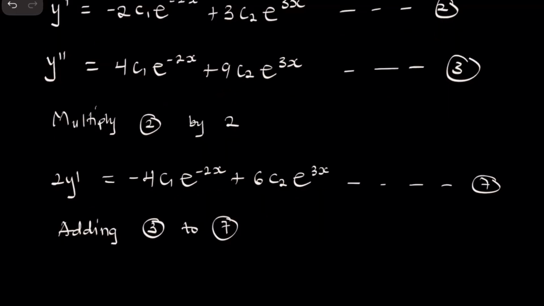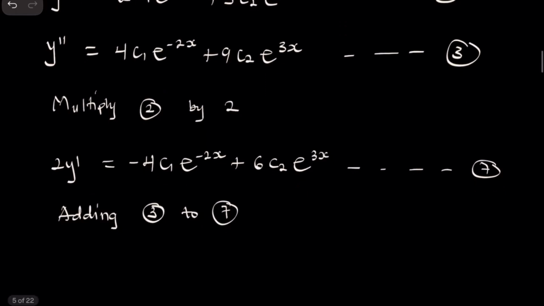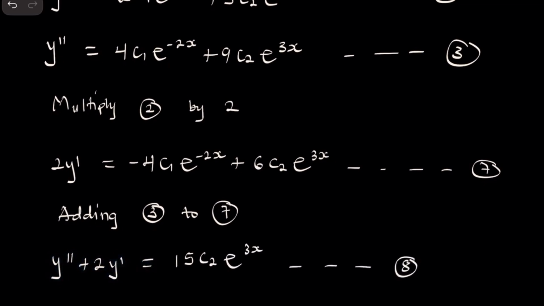We will now add equation 3 to equation 7 to eliminate c1. So we are going to have y double prime plus 2y prime equals, here this plus that will go to 0, and so we are going to have 15c2 e^(3x). Then we call this equation 8.